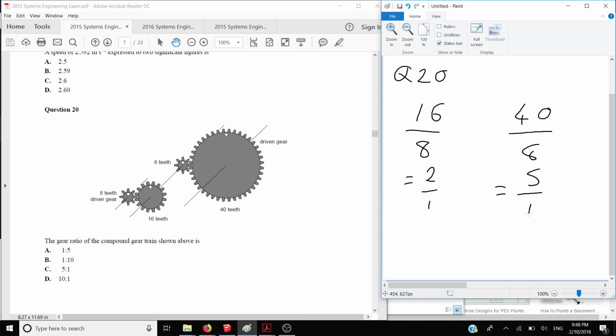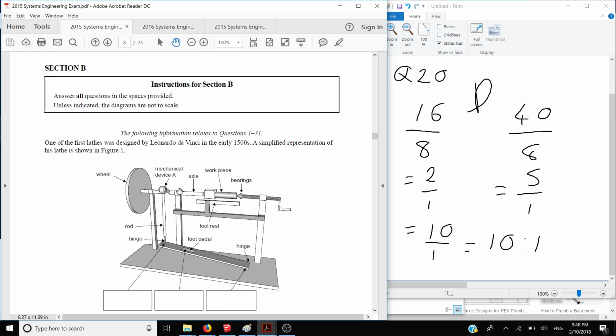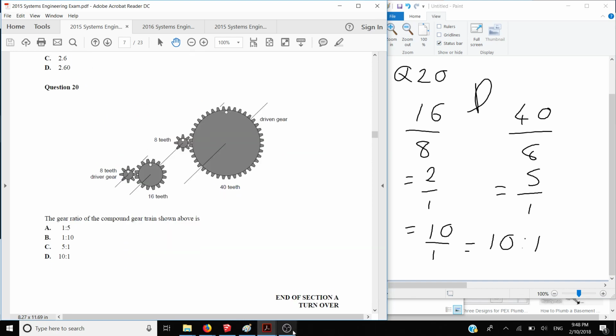All right, if you multiply those together, you get 10 over 1. And if you express that as a ratio, there's 10 of something to 1 of something else. So it's 10 to 1. So the answer is D. All right, that's the multiple choice. I'll make another video on the short answers pretty soon.